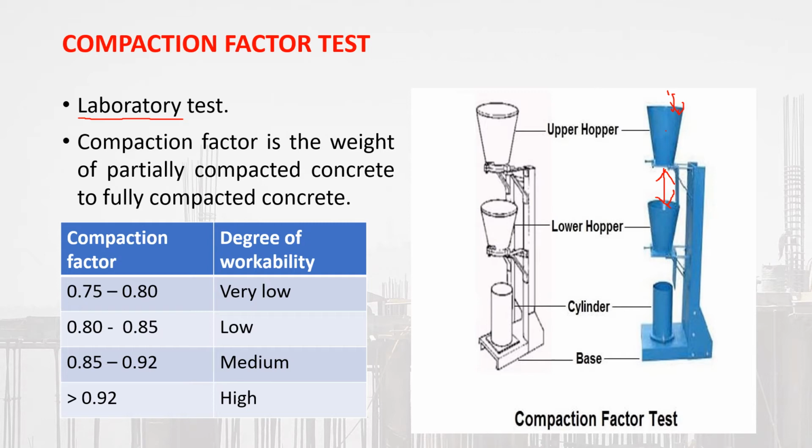So, the ratio of this partially compacted concrete to the fully compacted concrete gives the compaction factor. And according to the values of compaction factor, the workability of concrete can be classified.